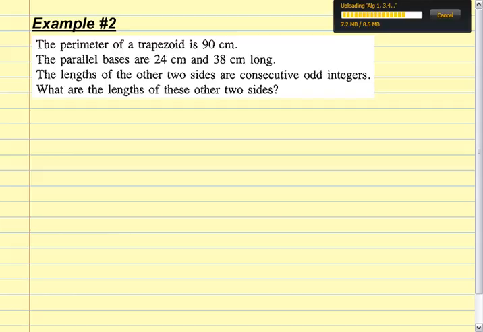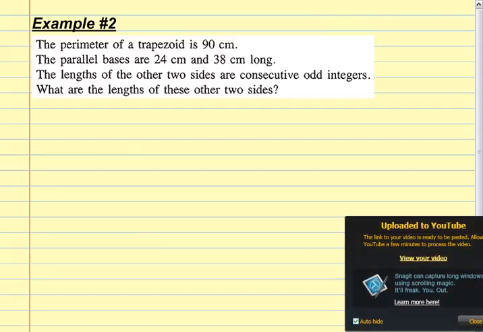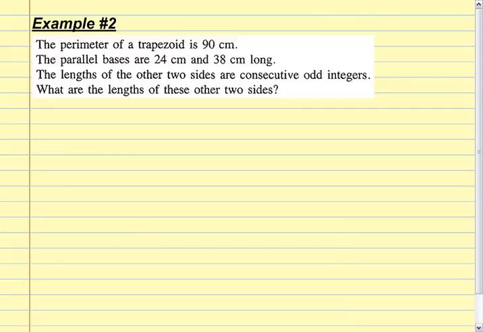Example number 2. The perimeter of a trapezoid is 90 centimeters. The parallel bases are 24 centimeters and 38 centimeters long. The lengths of the other two sides are consecutive odd integers. Wait a minute, that sounds familiar. I know how to write that too. What are the lengths of the other two sides?